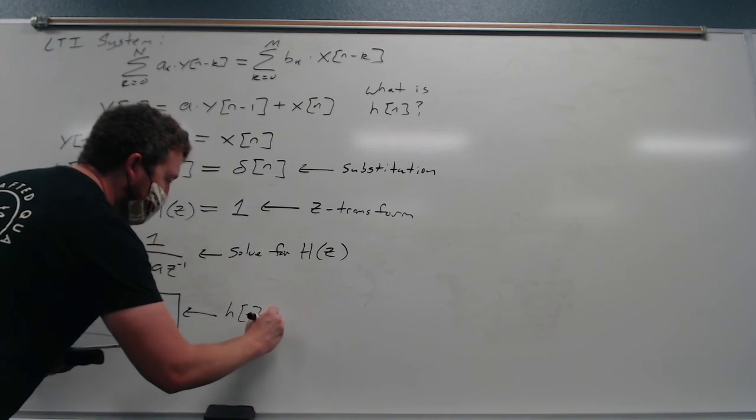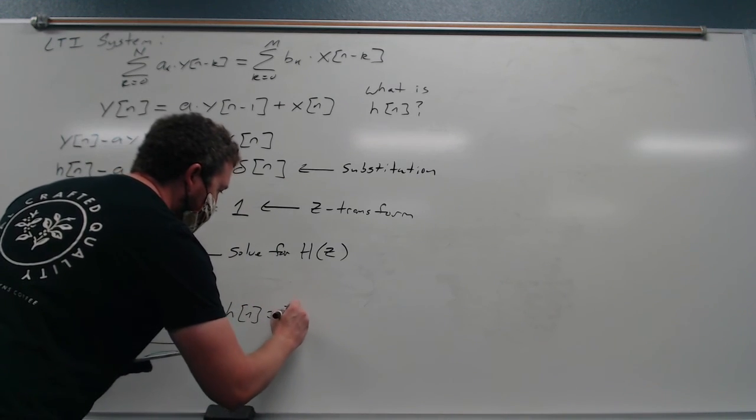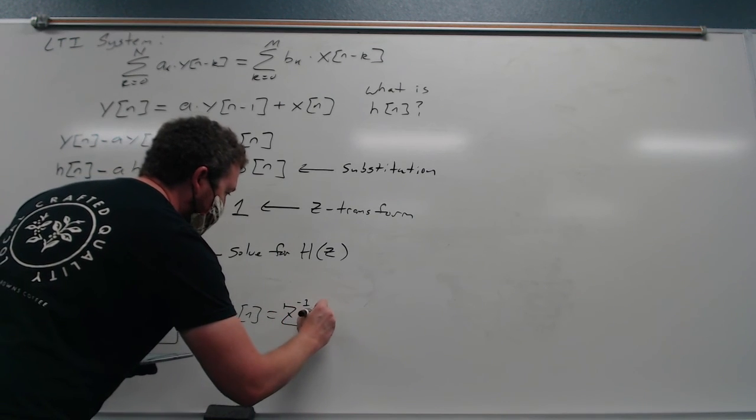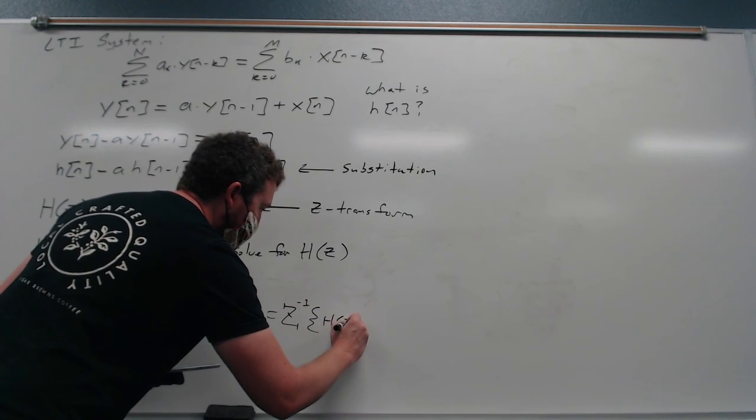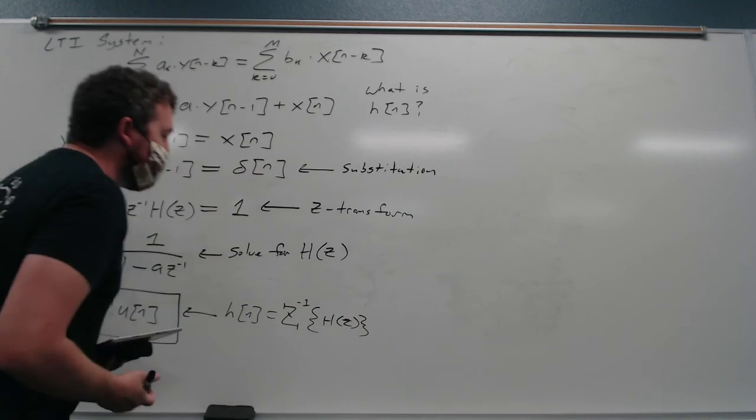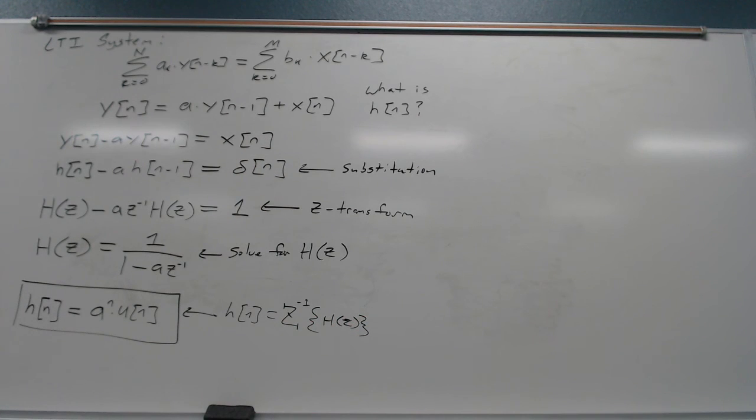So h of n is equal to the inverse z transform of H of z. Cool. All right, any questions about that?